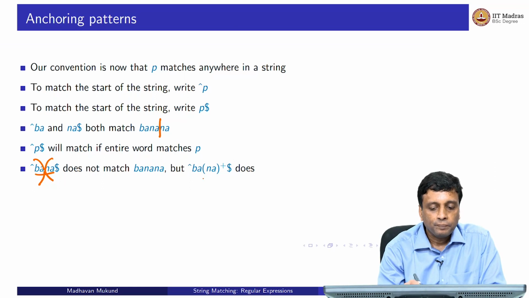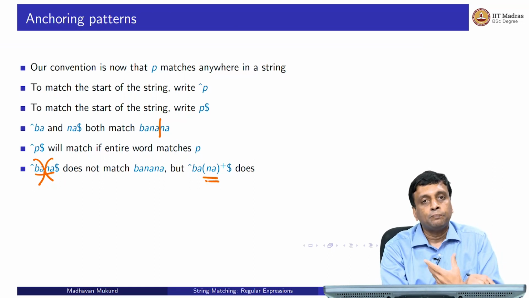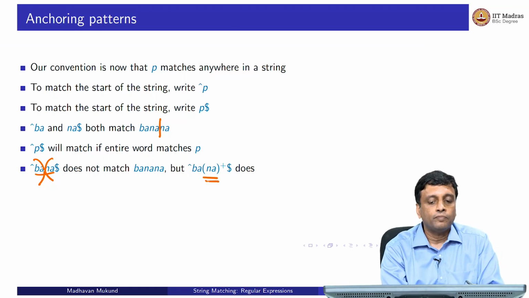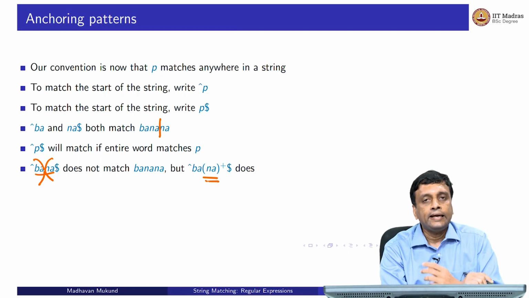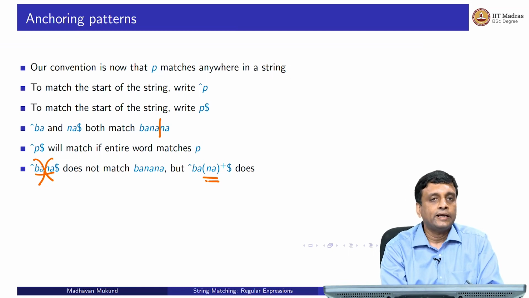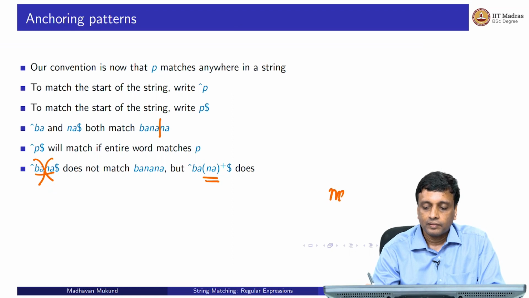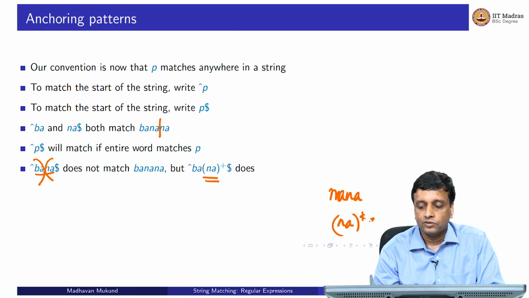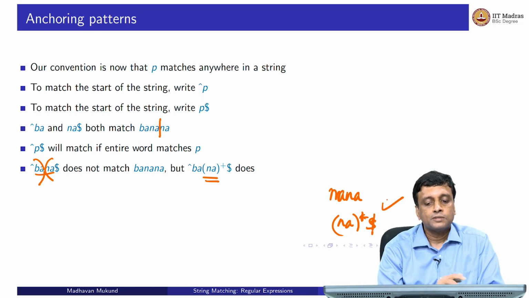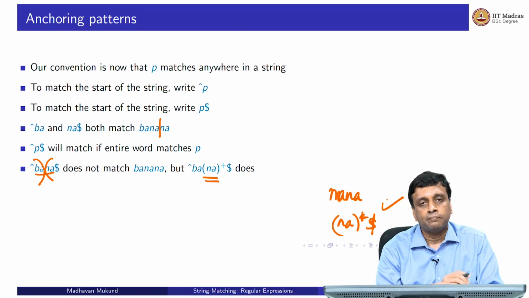But if I put BA and I allow multiple, one or more occurrences of NA, then NA matches NA plus. So NA matches NA plus dollar, right? So this works, and therefore this complicated pattern actually matches banana from beginning to end.